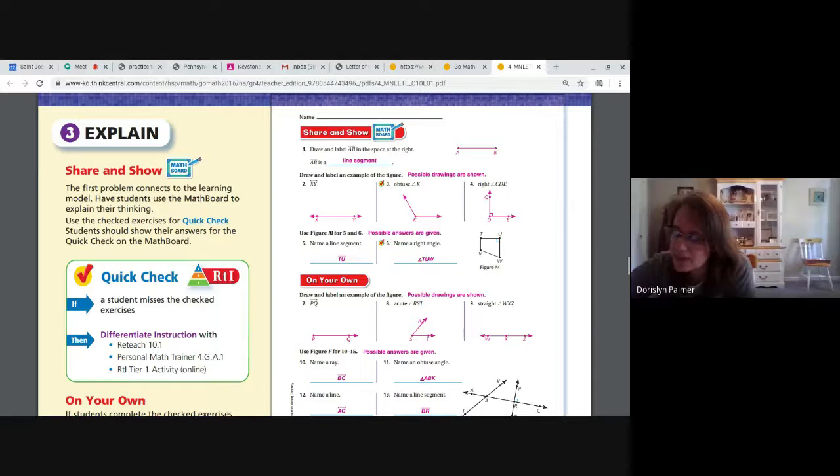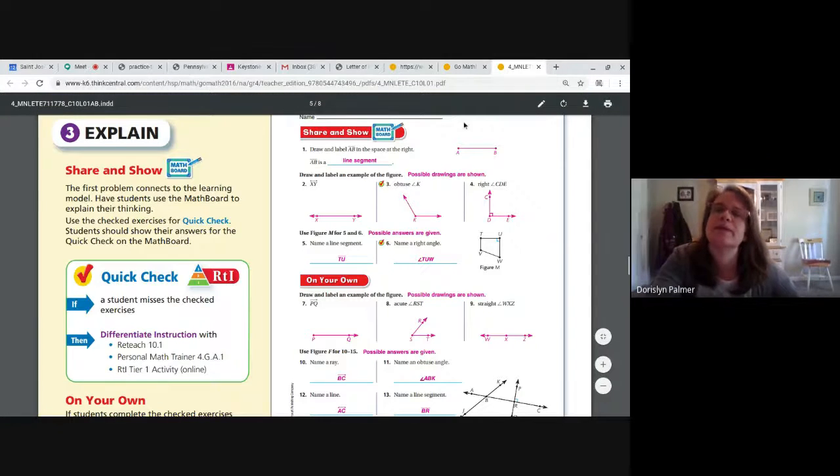Okay. So let's look at number one. Number one said draw and label segment AB in the space at the right. Segment AB is a line segment. When it has that line up above the A and the B, but there's no arrows with it, that is called a line segment. So when you see that, you read that as segment AB. And right to the right of that, they drew segment AB. So it has two endpoints, A and B, and they're connected. That's called a line segment.